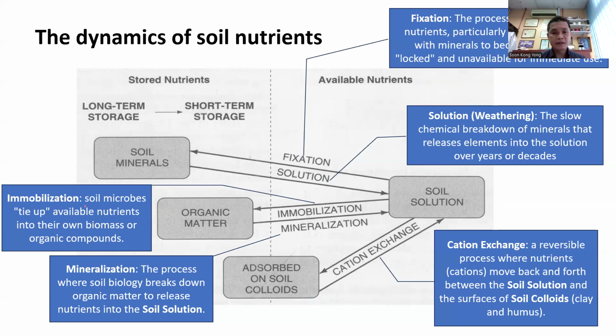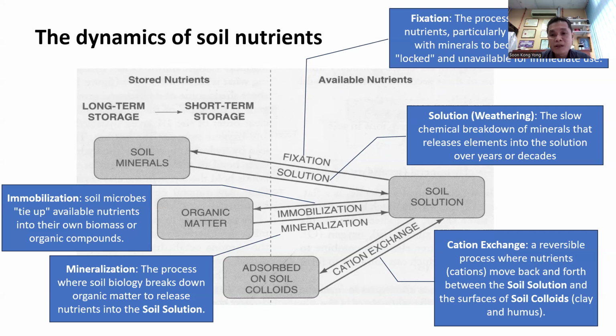What you can see right here, there are five major processes that I would usually ask my students to get to know, beginning with the fixation process. The fixation process is where available nutrients, particularly phosphorus, react with minerals to become chemically locked and unavailable. You might be asking why fixation is part of this discussion.